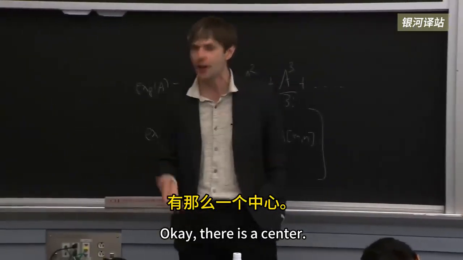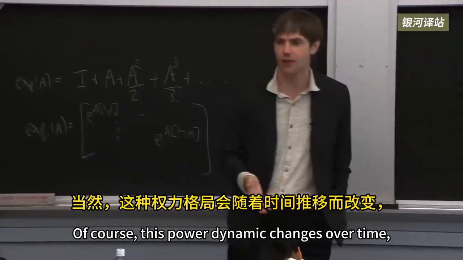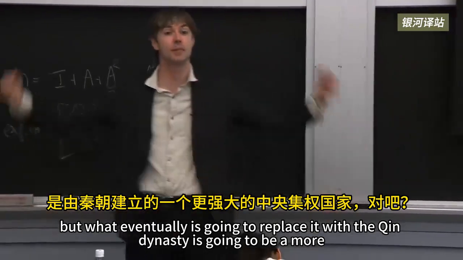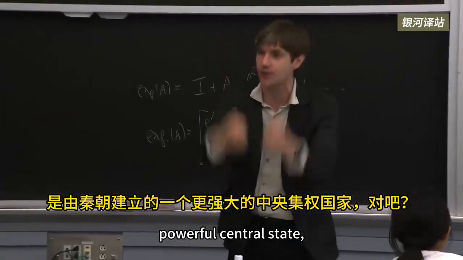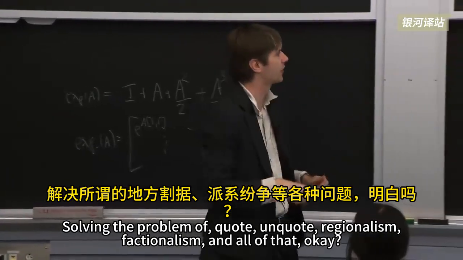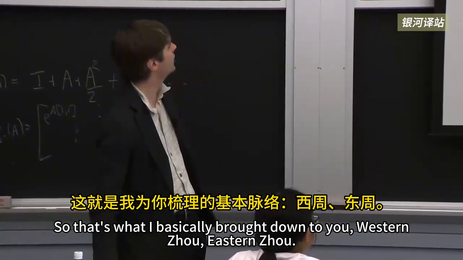You can think of the Zhou as one really large Articles of Confederation period. There is a center. It is important. Of course, this power dynamic changes over time, but what eventually is going to replace it with the Qin dynasty is a more powerful central state, solving the problem of quote-unquote regionalism, factionalism, and all of that. So that's what I basically brought down to you, Western Zhou, Eastern Zhou.